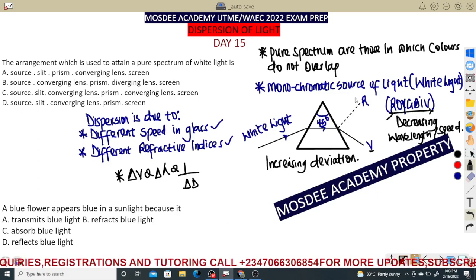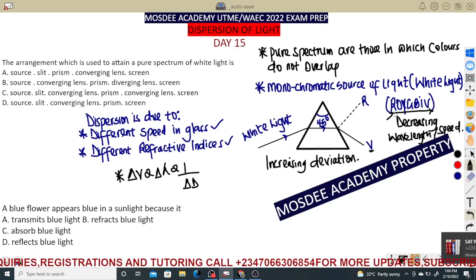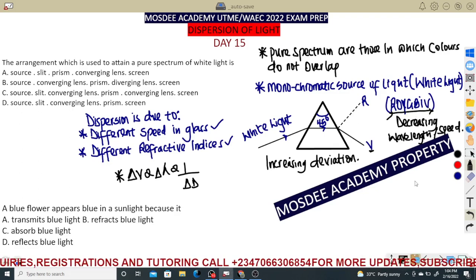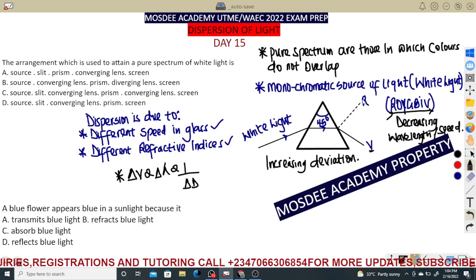Now, if I ask which of these, out of red, is the least deviated, what's the answer? Red. Red is the least deviated. Why is it the least? Because it's the first one you are going to see. It's very close to what? To the light. But violet is very far away from it.